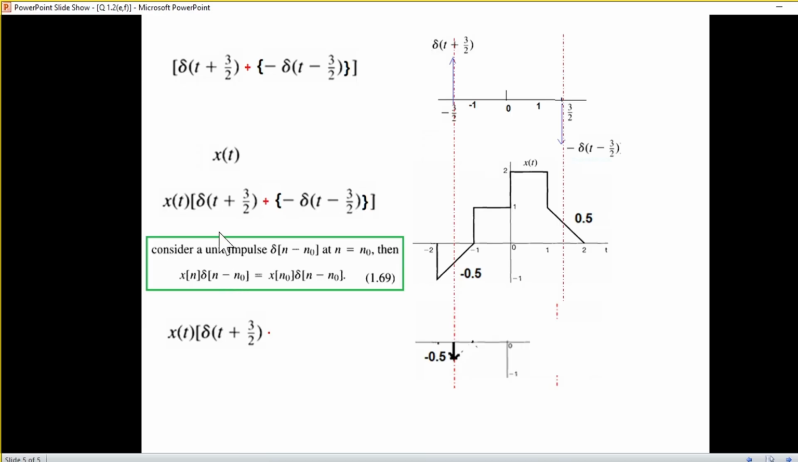And so the first part, if you multiply x(t) by delta at minus 3/2, will be minus 0.5 multiplied by 1, so we'll get minus 0.5. Similarly, the second part will be 0.5 multiplied by minus 1, so it will again be minus 0.5. So this is the answer.